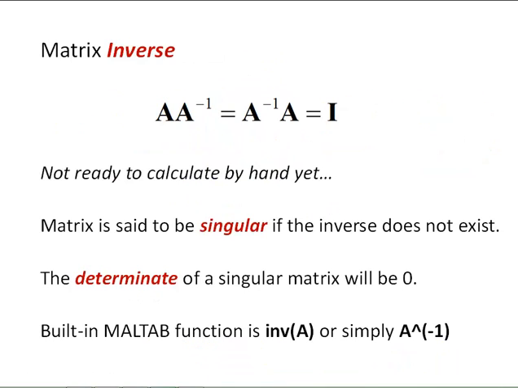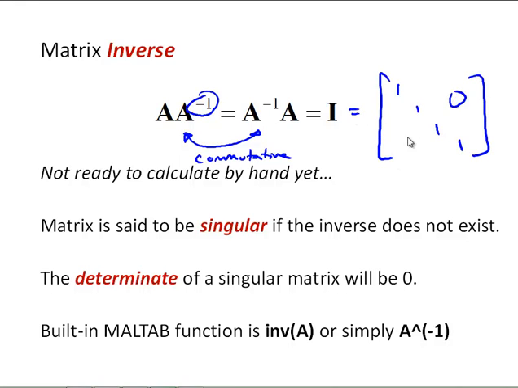Matrix inverse is another key concept. The inverse of a matrix is defined such that A times its inverse, the minus 1 indicates the inverse, is equal to A inverse times A. So in this special case, we are commutative only when we're multiplying a matrix by its inverse, and the result is the identity matrix. And recall that that identity matrix again is 1s on the diagonal and 0s everywhere else.